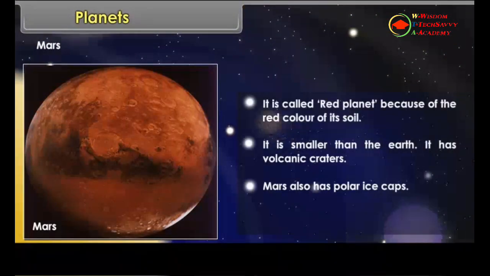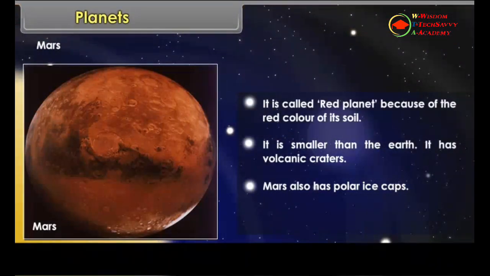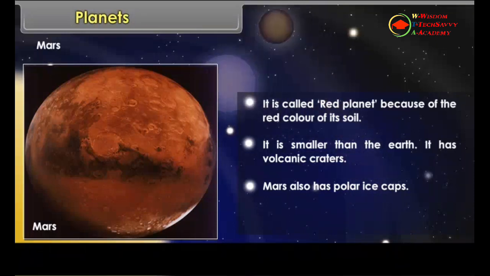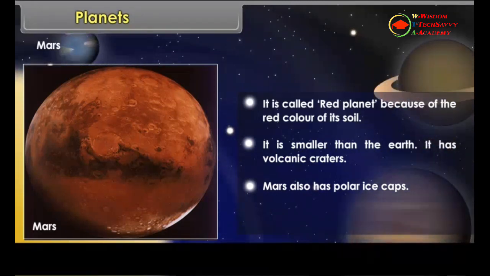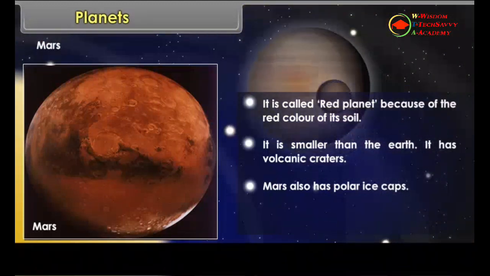It is called the Red Planet because of the red color of its soil. It is smaller than the Earth. It has volcanic craters. Mars also has polar ice caps.